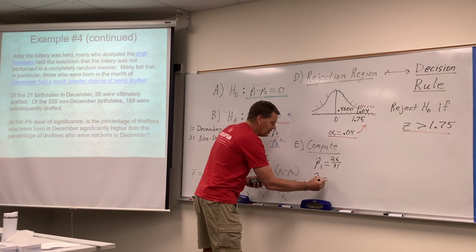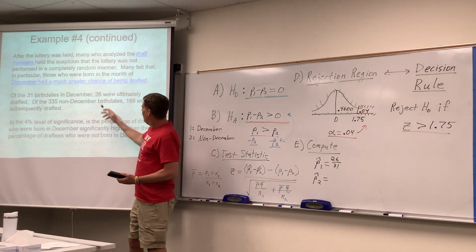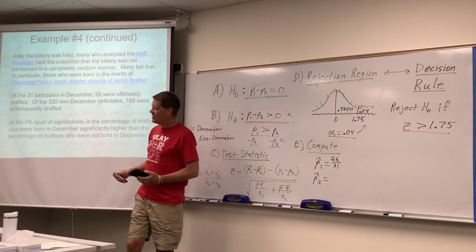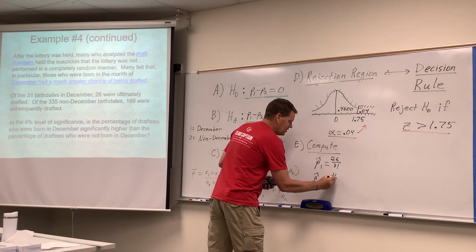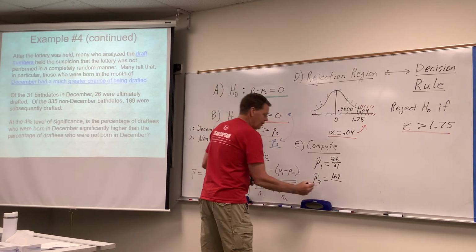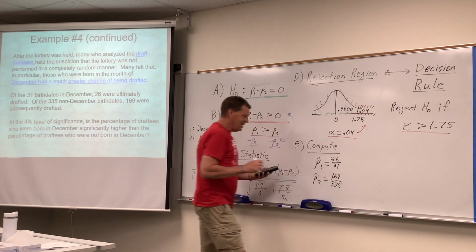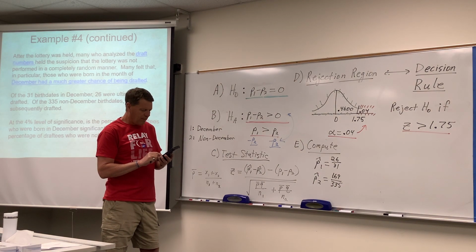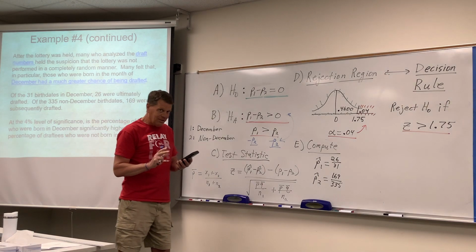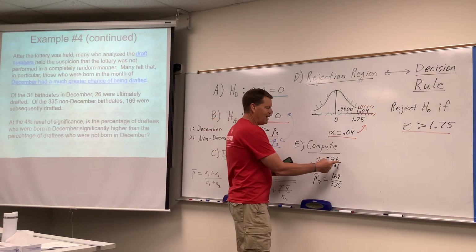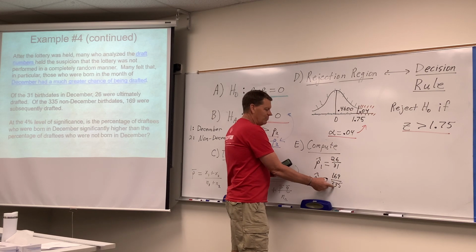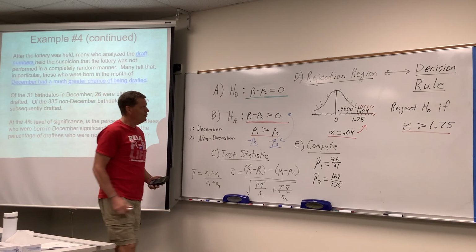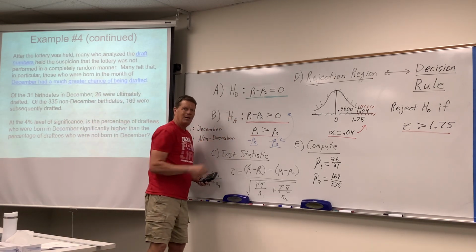The non-December birthdays: of the 335 non-December birth dates, 169 got drafted. So 169 out of 335. That's again a nasty decimal, but just for perspective, 169 divided by 335 is roughly 50%. So keep in mind, that's about 84%, that's about 50%. Seems like that's a pretty big difference, doesn't it? We're seeing if it's a very big difference between them.